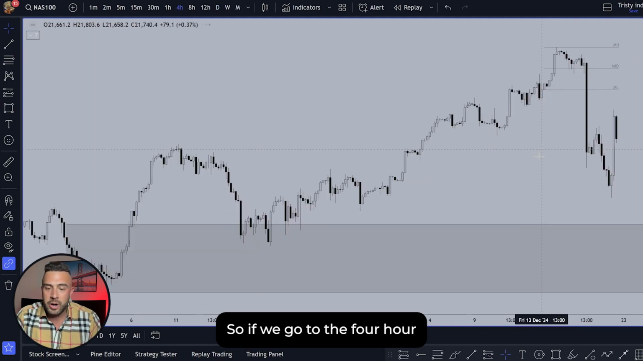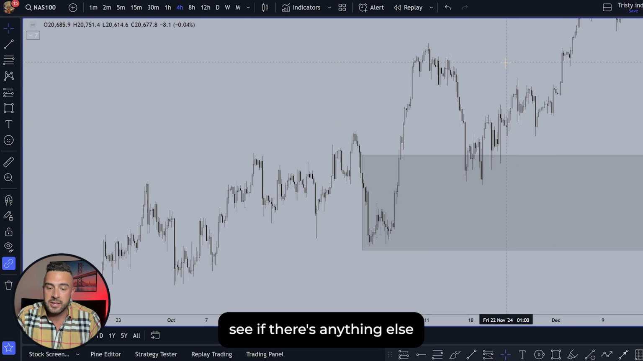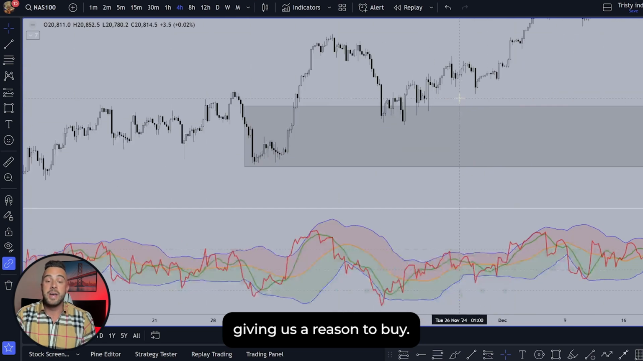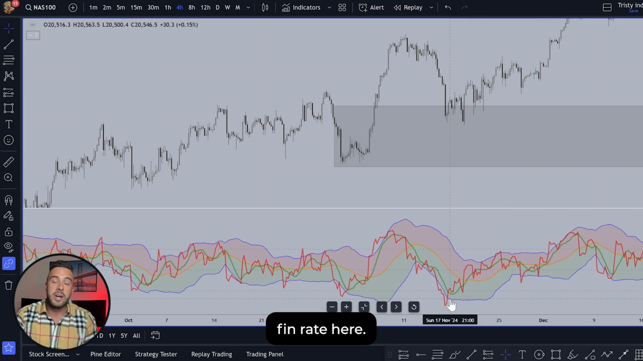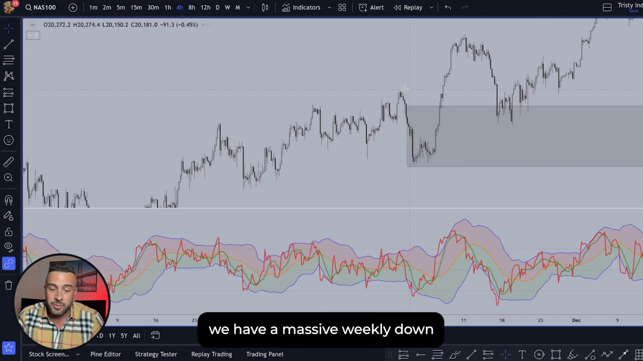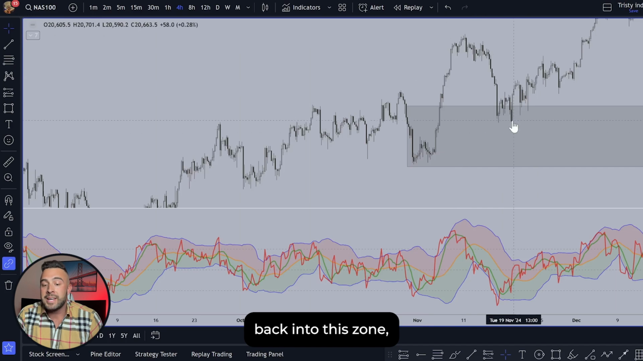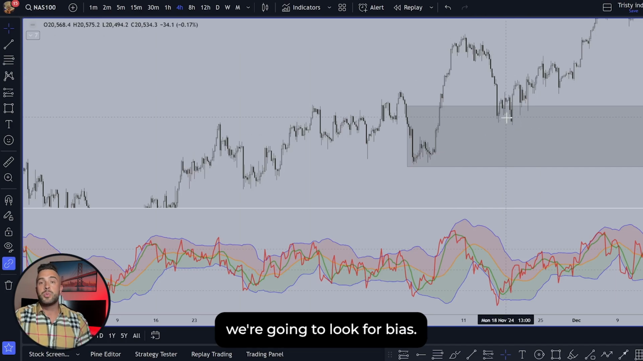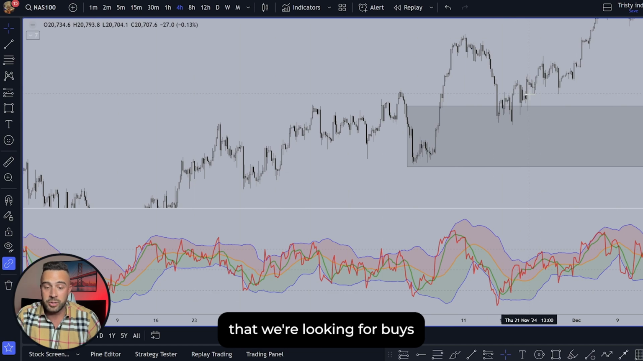So if we go to the 4-hour and we look at price inside this zone, let's see if there's anything else giving us a reason to buy. Once again, you can see we have a beautiful shark fin right here. So for one, we have a massive weekly down candle that led to an up move. Once we come back into this zone, it's fair to assume we're going to look for buys. We pull up the shark fin, and it tells us again that we're looking for buys.